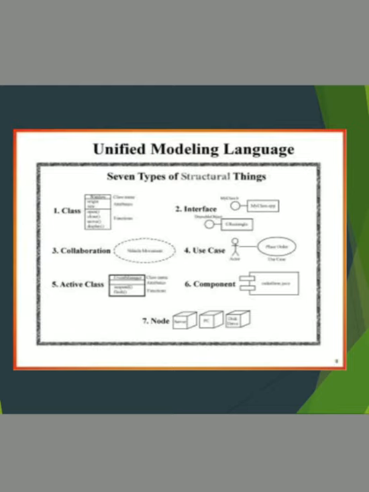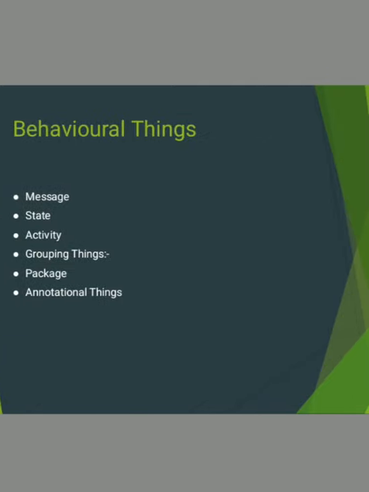Next, there are seven types of structural things: class, interface, use case, collaboration, active class, component, node. These are the structural things in object-oriented software engineering. And behavioral things are message, state, activity, grouping thing, package, and annotational things.